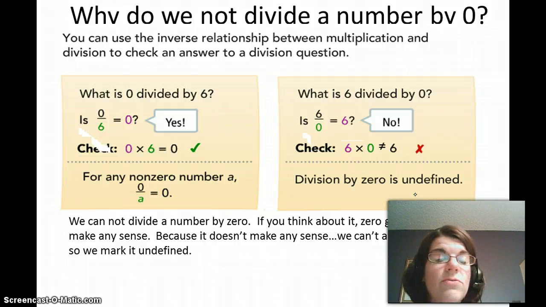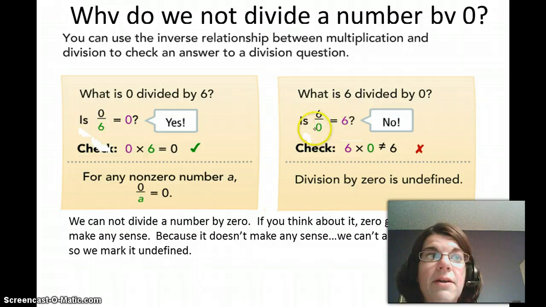You can, however, do 0 divided by a number. Take a look at this. For any non-zero number, any number on the bottom, you can do 0 divided by that number and get 0. You just can't have the 0 in the denominator over here.